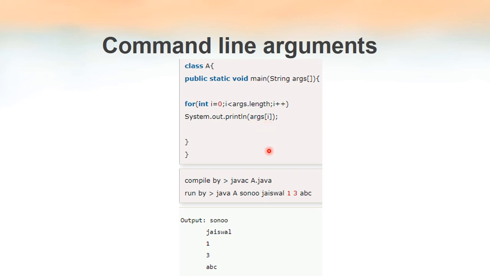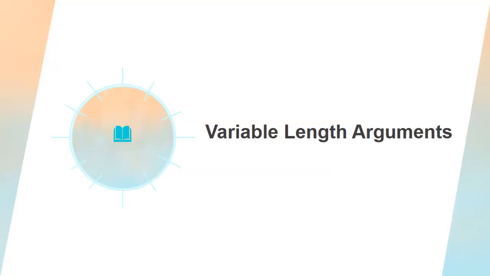i will start from 0. So at the beginning args of 0, which is Sono, so we will get the output Sono. Then i will be incremented, i is less than 5, the condition is true. Then it will print args of 1, which gives us this value, so it is printed. Then i is incremented again. Next we will get 1, then 3, and then ABC. So that was about our command line arguments.